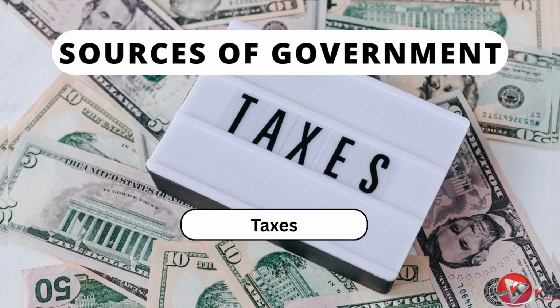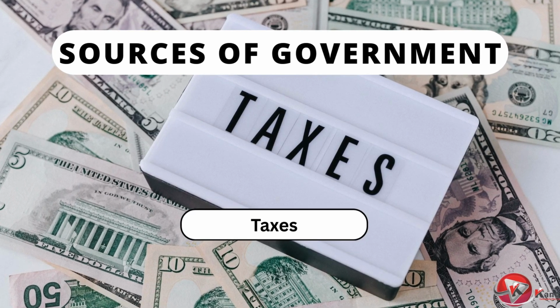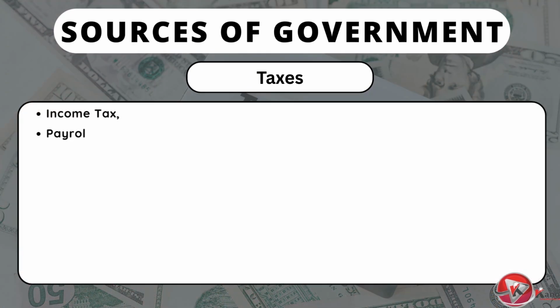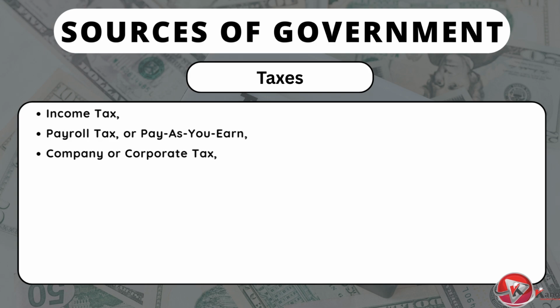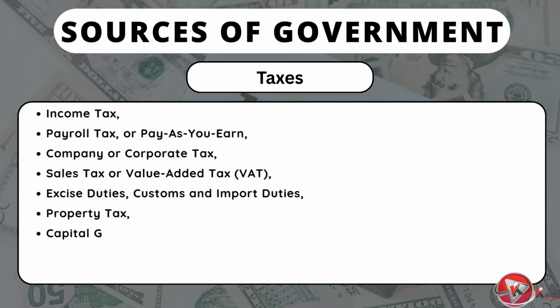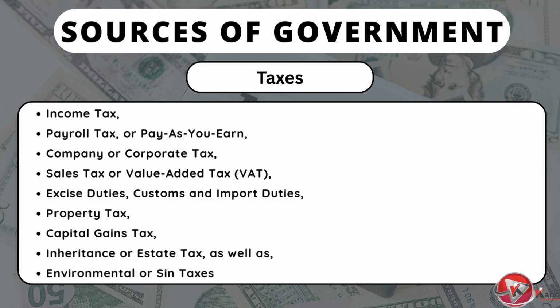Most government revenue comes from taxes. Taxes form the backbone of public revenue. These are broadly categorized into the following: income tax, payroll tax, or pay-as-you-earn, company or corporate tax, sales tax, or value-added tax, or VAT, excise duties, customs and import duties, property tax, capital gains tax, inheritance or estate tax, as well as environmental taxes, or sin taxes.